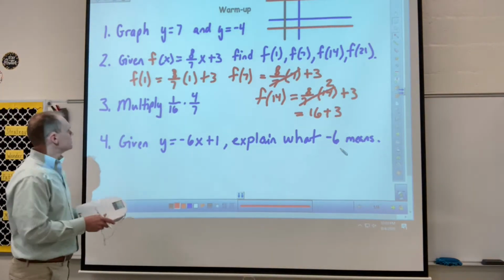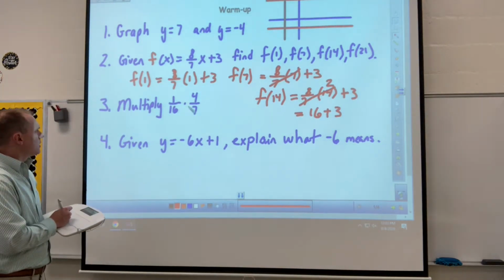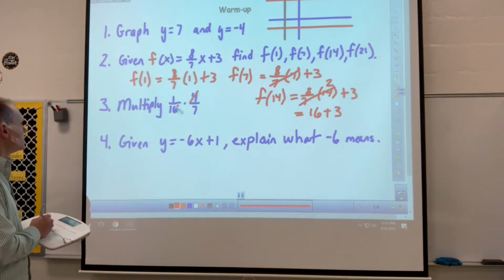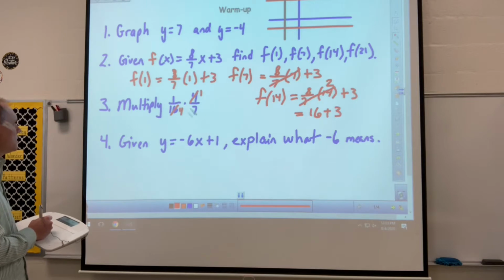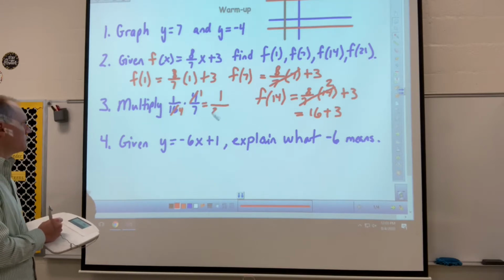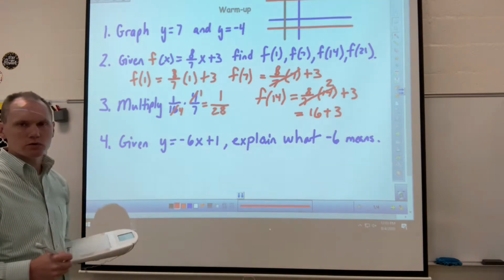Number 3, multiply 1/16 times 4/7. Well, we can actually simplify any numerator with any denominator if there's multiplication in between here. So 4 and 16, that's 4 goes into 4 once, 4 goes into 16 4 times. So we're left with 1 times 1 across the top is 1, and then 4 times 7 across the denominator is 28, so 1/28.